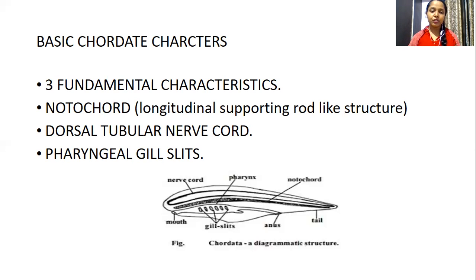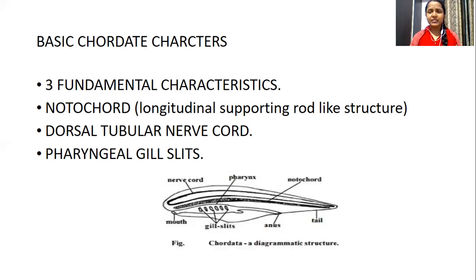The gill clefts do not persist in all organisms throughout their life, because in the higher vertebrates, the pharyngeal gill clefts are later replaced by the lungs. Gill clefts are involved in respiration, and along with that they are also helpful in the filter feeding mechanism in certain lower chordates. So these are the three basic chordate characters that we see in chordates.